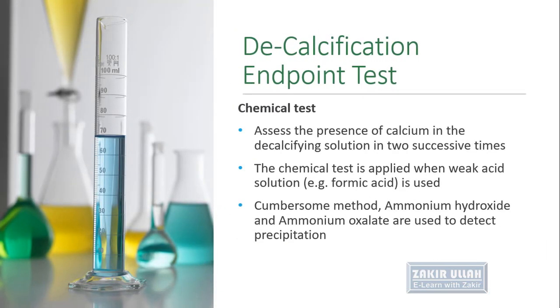The second test to detect decalcification is the chemical test. This is performed to assess the presence of calcium ions in the decalcifying solution at two successive times. This chemical test is applied when weak acid is used. It is a cumbersome method, and usually ammonium hydroxide and ammonium oxalate are used to detect precipitation in the solution.